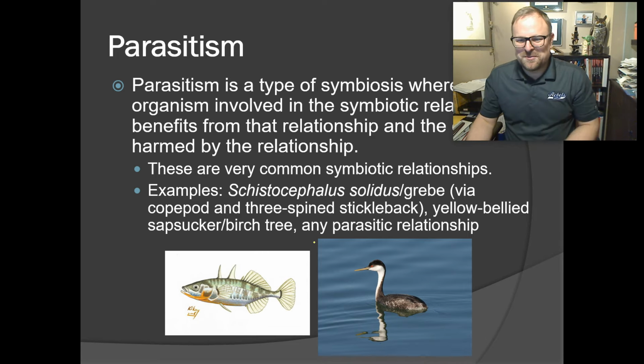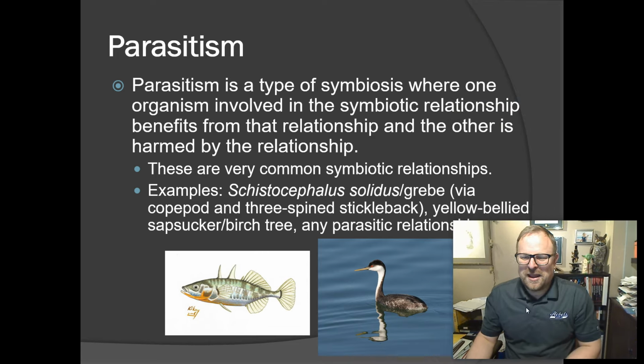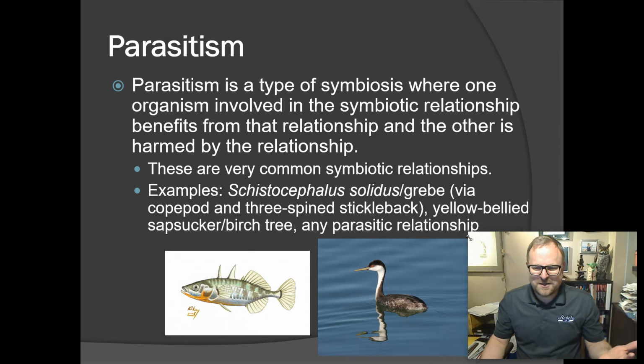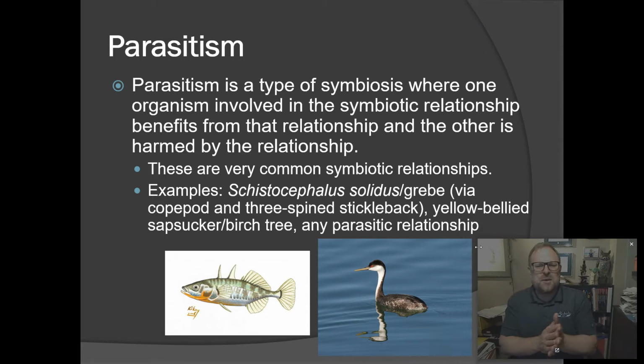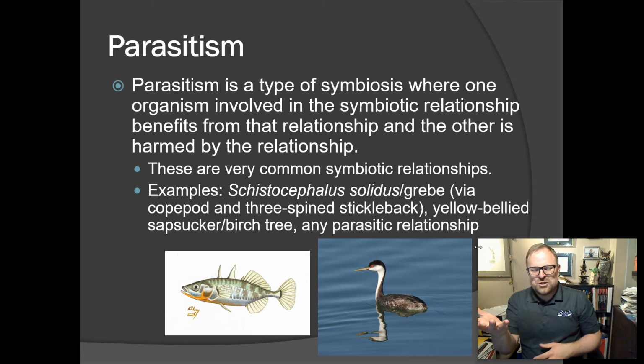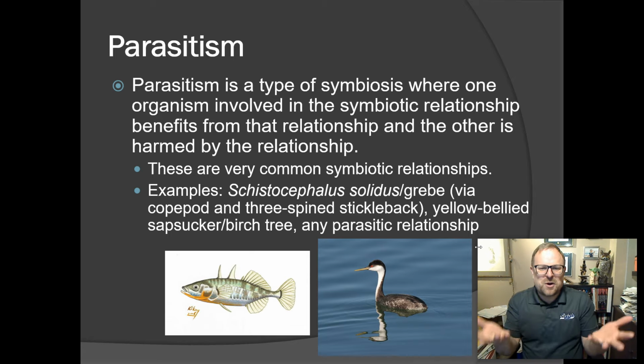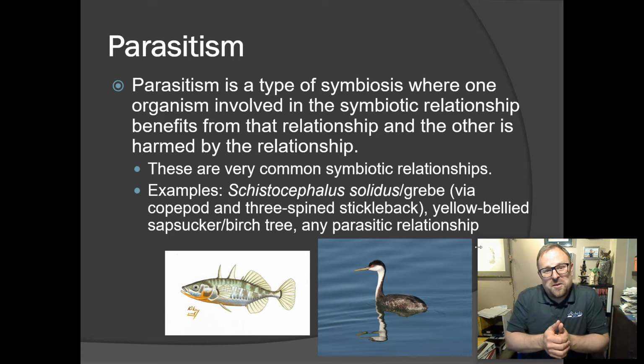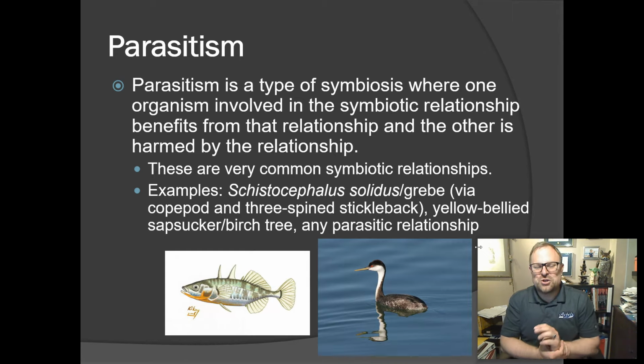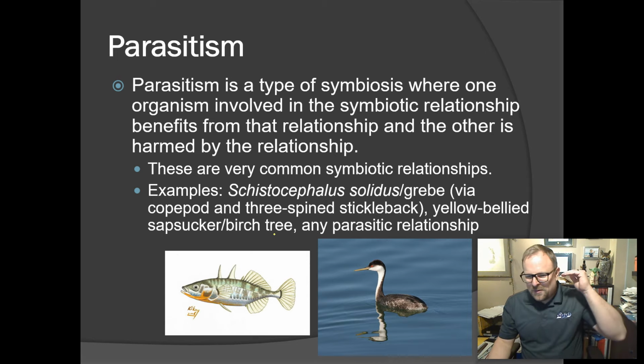So parasitism is the last one I want to talk about, and the root of this is parasite. Parasitism is a type of symbiosis where one organism in the relationship benefits and the other organism is harmed. This is one of the more common symbiotic relationships, and there are lots of examples out there. For example, the yellow-bellied sapsucker in the birch tree. The sapsucker benefits from that relationship, and the birch tree is being harmed because it's losing its lifeblood.